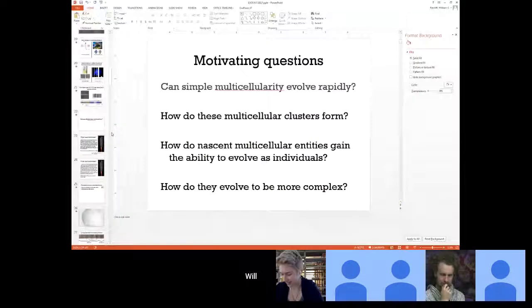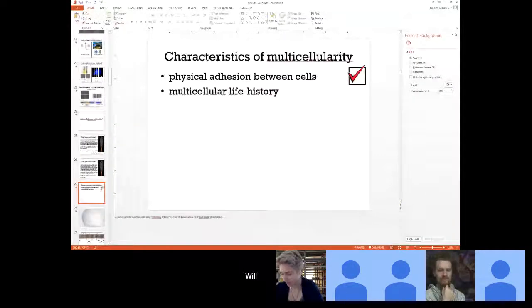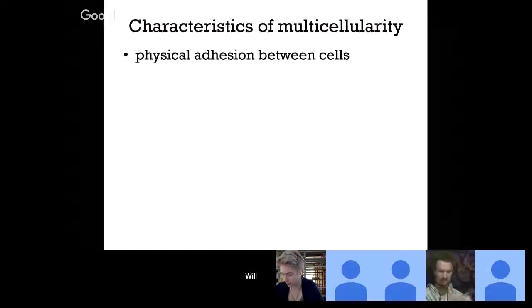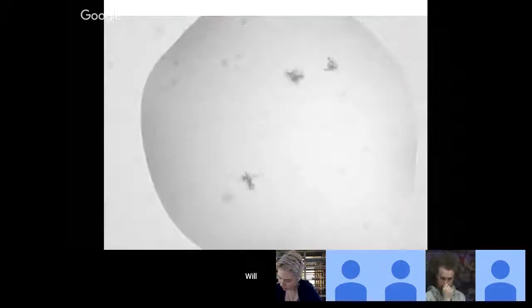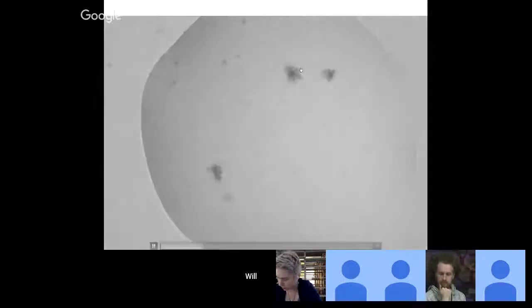All right, so I want to go back to the criteria for multicellularity that I listed at the very beginning of my talk. We'll apply them to snowflake yeast. So snowflake yeast can consist of multiple cells that are physically attached. Check. Second, do they have a multicellular life history? To get at that, we can just look at their life cycle. And here we're going to follow this one cluster. And it's going to pop off some propagules.